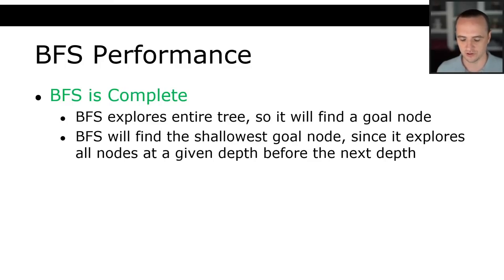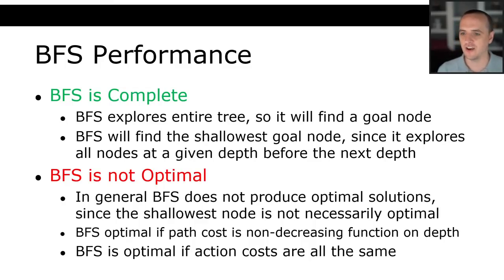Fewest number of actions. However, BFS is not optimal in terms of cost, okay? In general, breadth first search does not produce optimal solutions, since the shallowest node, meaning the one with the fewest actions, is not necessarily the optimal cost path. Breadth first search is going to be optimal if the path cost is non-decreasing as a function of depth. Well, what does that mean? It basically means that if all of your action costs are the same, breadth first search will be optimal. But in general, it is not optimal.